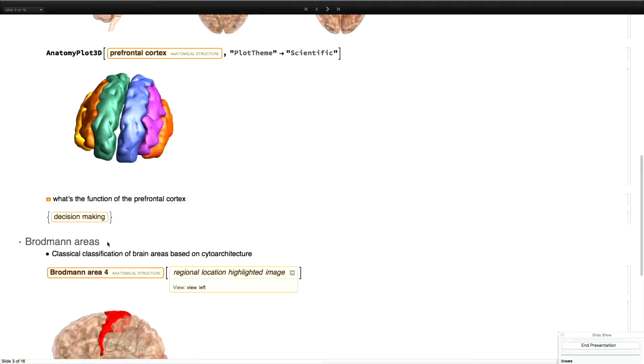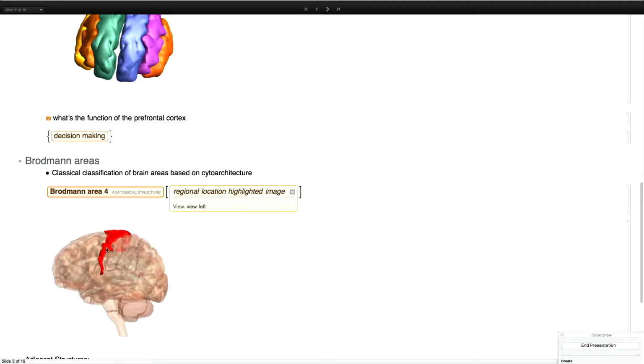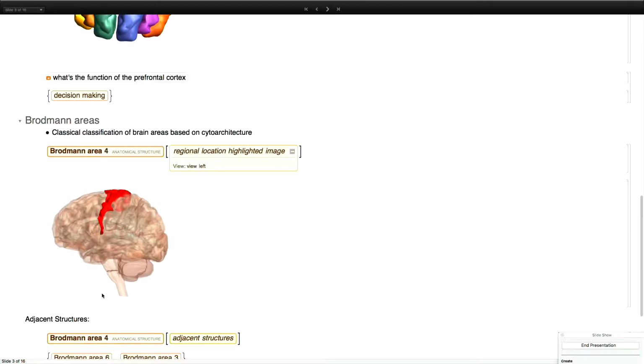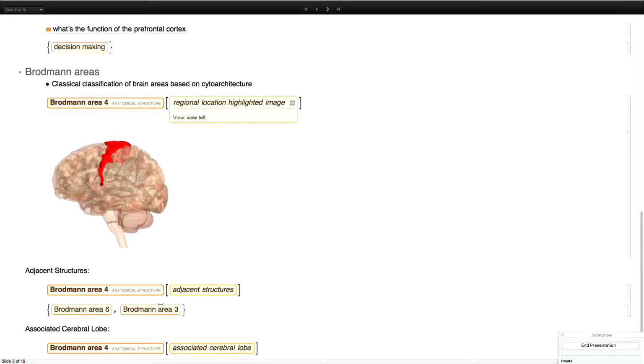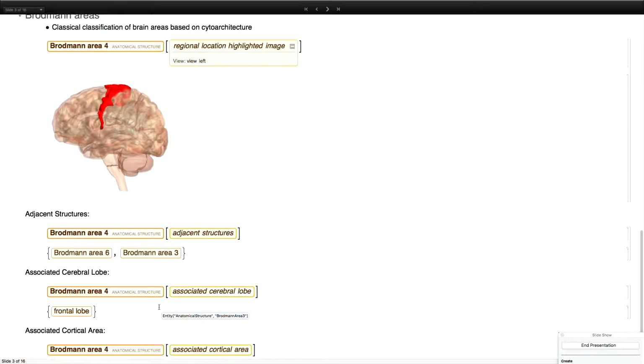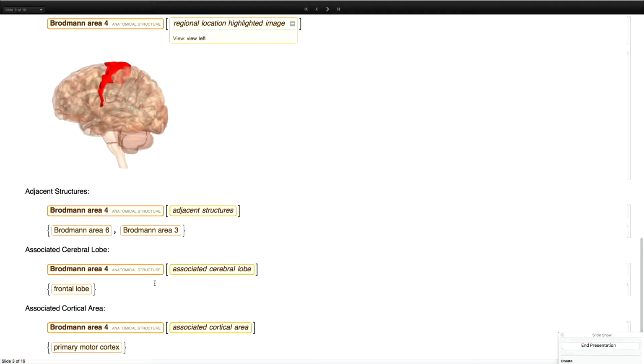And there are many ways to separate brain areas into smaller regions based on structural characteristics. The Brodmann area is one of the classical categorizations to separate brain areas based on cytoarchitecture. And we can highlight the area of interest or use additional properties to get more information. For example, we can get neighboring structures or find what larger systemic brain part this structure is part of.